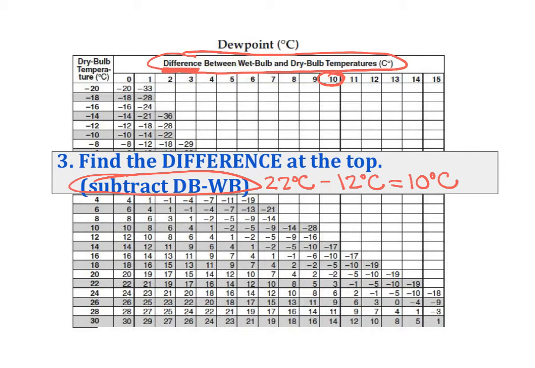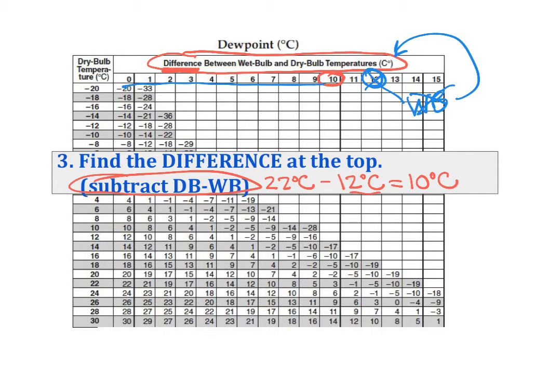I cannot stress this enough. Do you know how many students miss this all the time? Because guess what they look up here? Instead of looking up the difference, they automatically look up the wet bulb temperature. I'm telling you, it's going to happen to you. You just got to be careful, okay? So we're not looking up 12. 12 is the wet bulb temperature. That's not what we're looking up because that's not what this says.